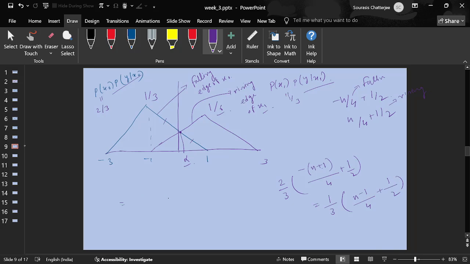So let's see what we get here. 2 times minus (n plus 1) over 4 plus 1 over 2 is equal to (n minus 1) by 4 plus 1 over 2.